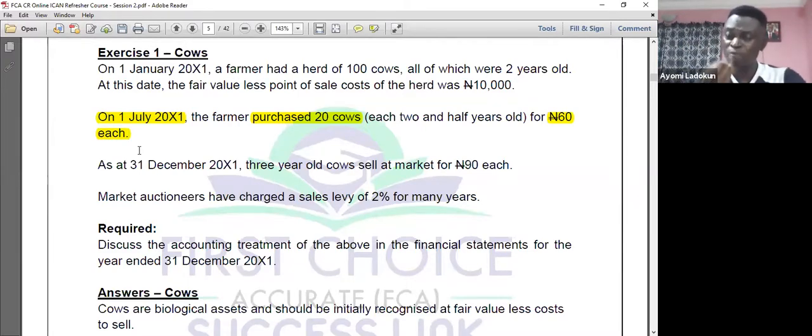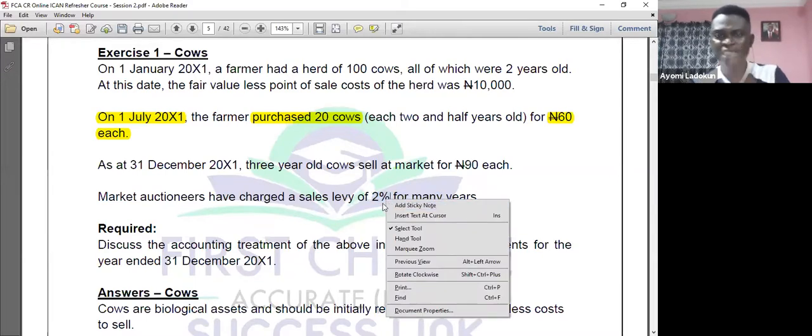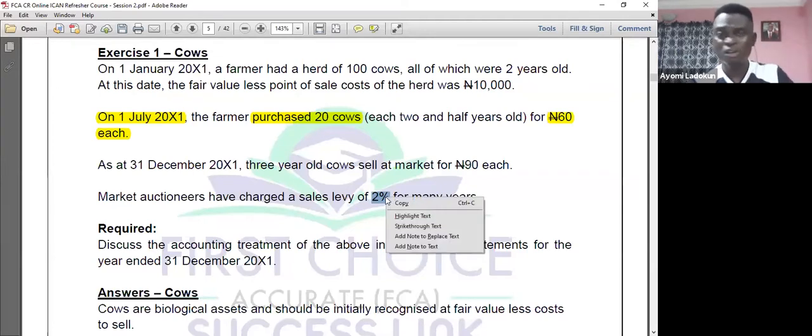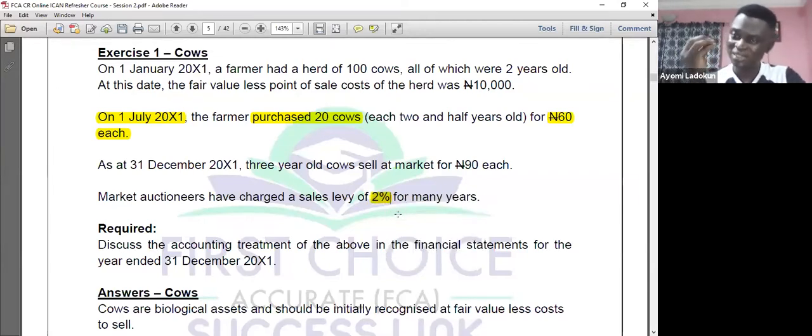But I needed to measure it at fair value, less cost to sell. So if my fair value is 1,200, then I will ask the question, where is the cost to sell? He said market auctioneers have charged 2% levy for many years. Okay, can you see here? Instead of the examiner telling me that the cost to sell is 10 naira or 20 naira, he is giving me in relative terms. Can you see? It's giving me in relative terms. It just wants me to perform a lot of arithmetic around here.